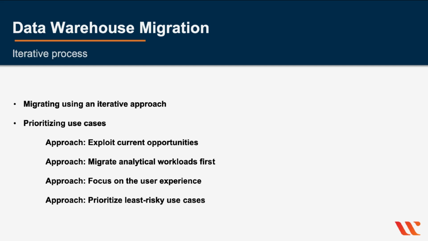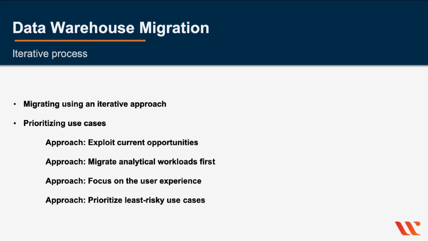When migrating a large data warehouse to the cloud, it's a good idea to have some sort of an iterative process. So that way you don't go all in at once. You do a small iteration and then have some sort of a feedback loop to see what worked and what didn't work, and then you keep improving the process and you keep increasing the load.